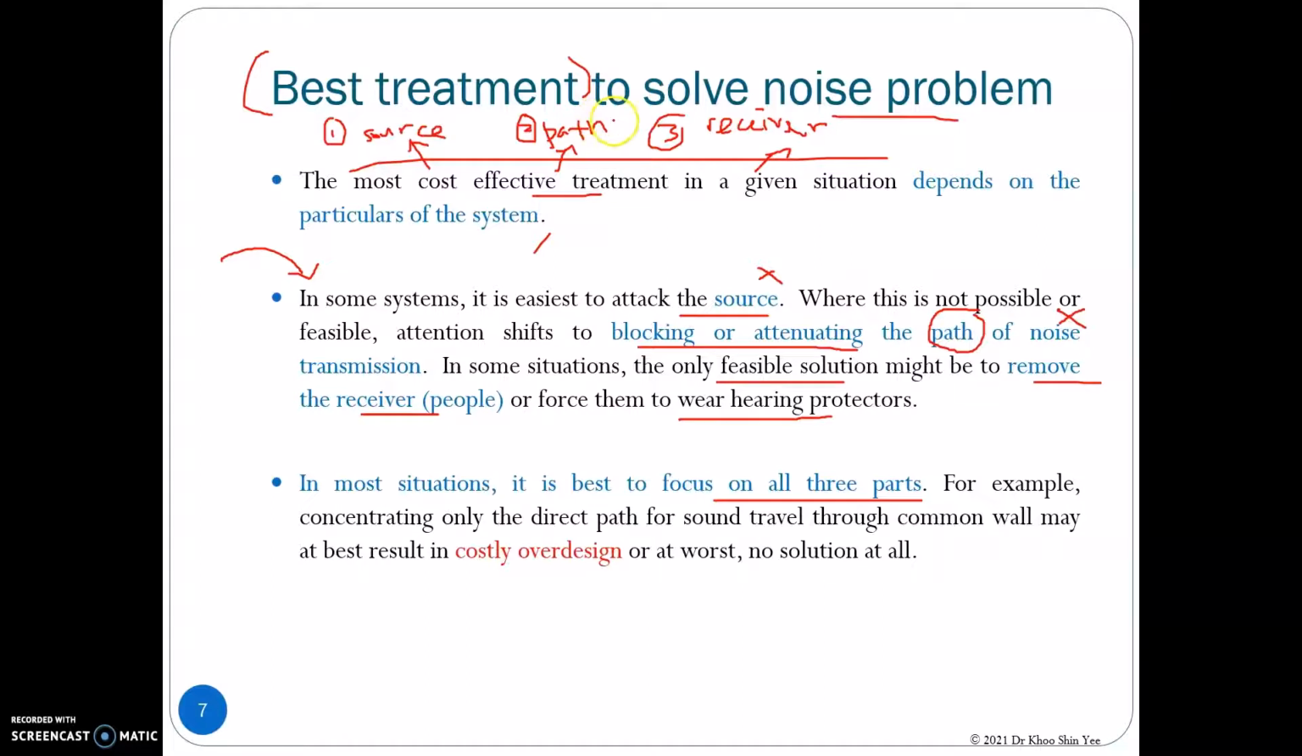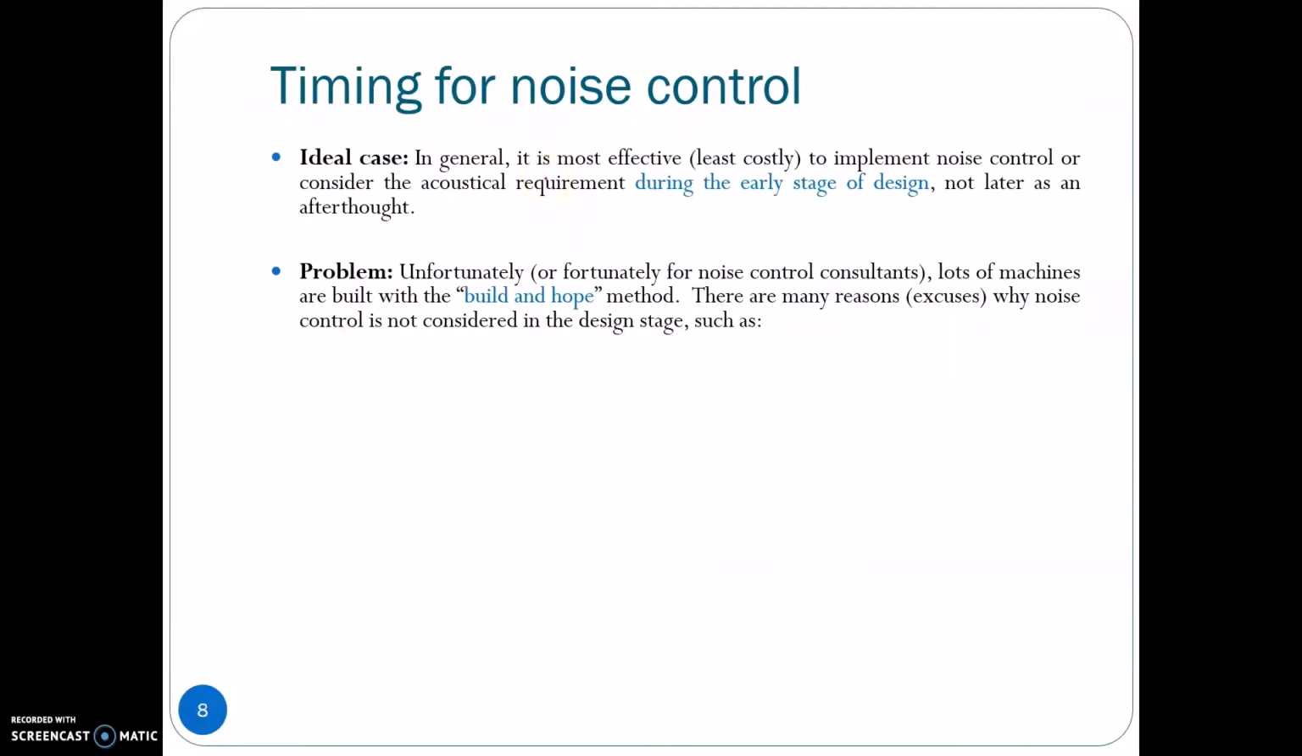If we only consider and concentrate on one of the elements for the noise control, it might cause over-design. Sometimes it is even worse, where we obtain no solution if we only focus on one part. Therefore, we need to consider these three parts in order to decide what is the best treatment to solve the noise problem. Ideally, it is most effective and least costly to implement the noise control, or consider the acoustic requirement, during the early stage of design, not later as an afterthought.